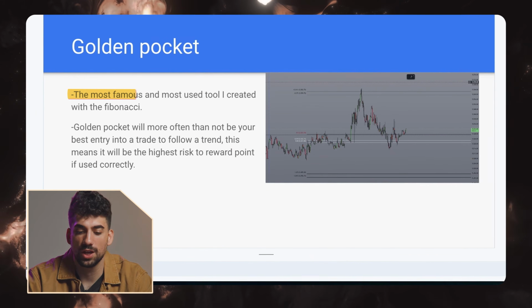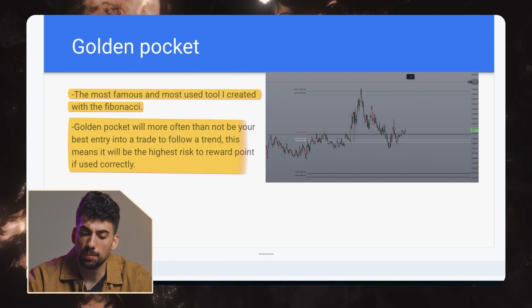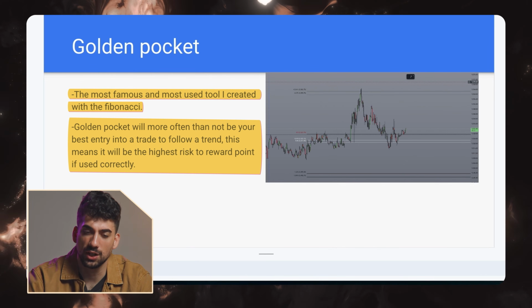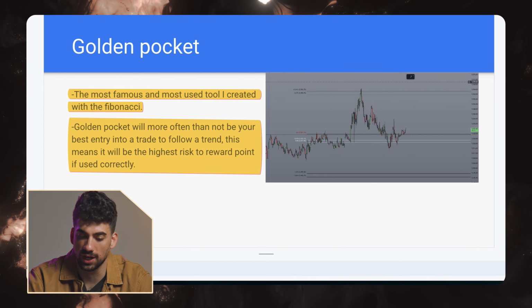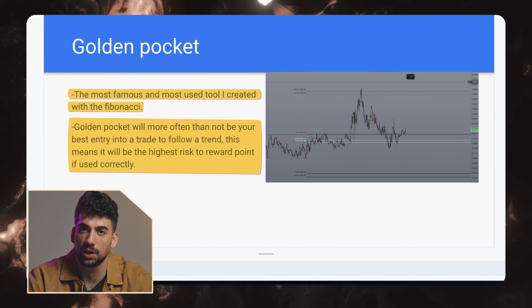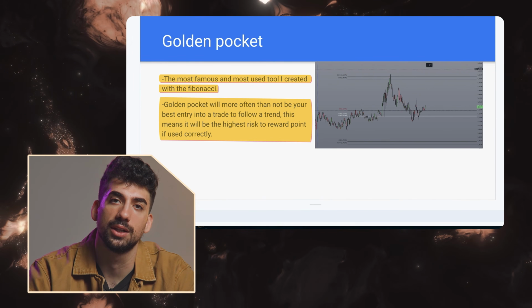Probably the most famous and most used tool I created using the Fibonacci. The golden pocket essentially will be more often than not your best entry into a trade to follow a trend. This means it'll be the highest risk reward point if used correctly. This is going to give us minimal risk with great entries and potentially great reward. But why is the golden pocket of any importance?